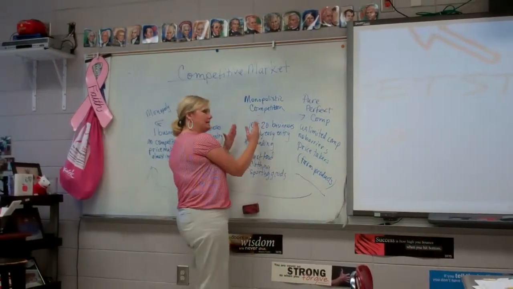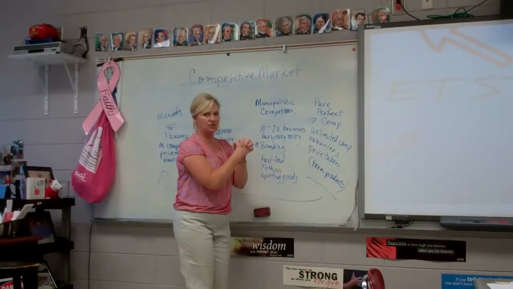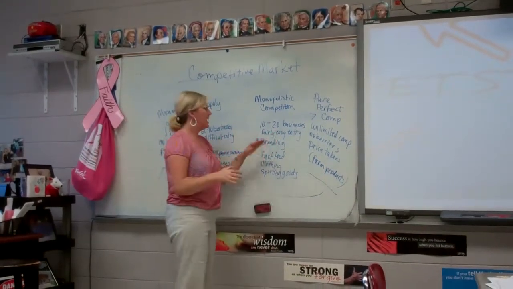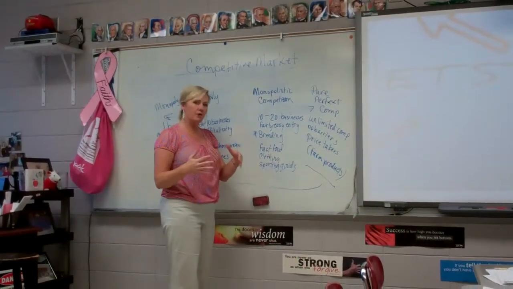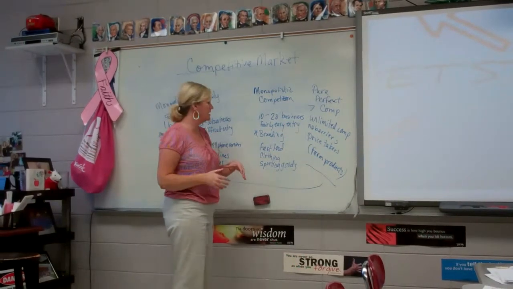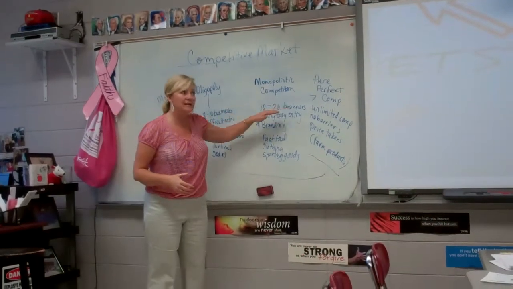Well, you move one end from that perfect competition and you have monopolistic competition. This is 10 to 20 businesses. It's a large number. Fairly easy to enter. If you want to open a store and sell this product, you can. You might get a little flack, but not too much. This group depends on branding because there's so many of them.